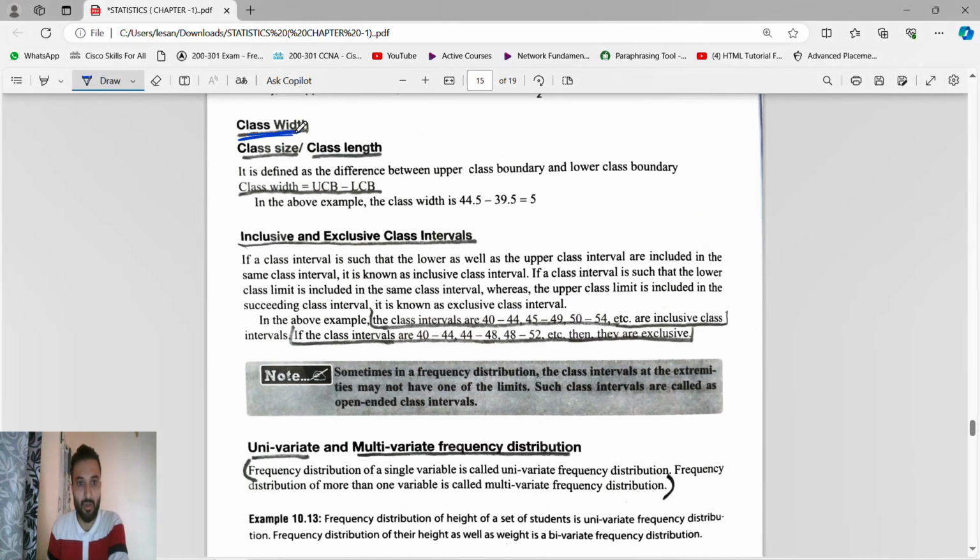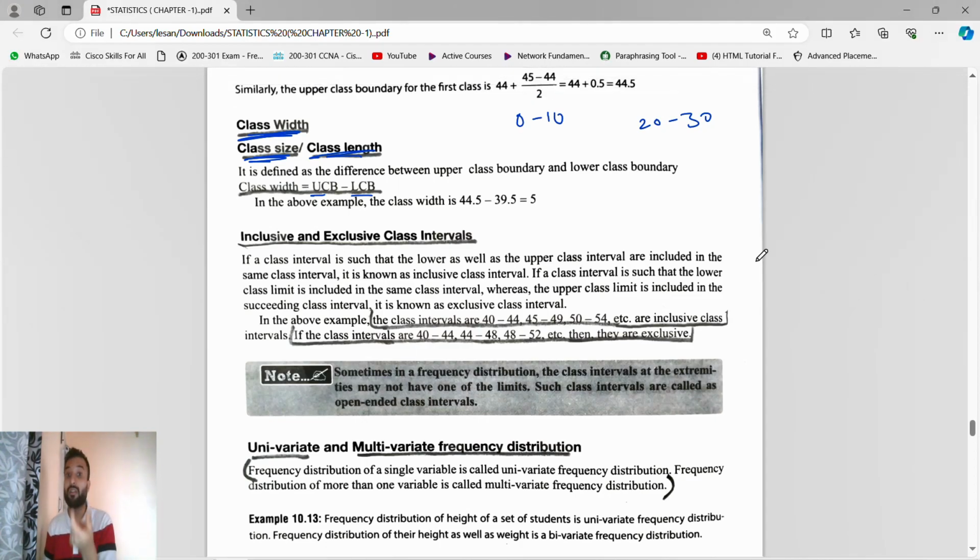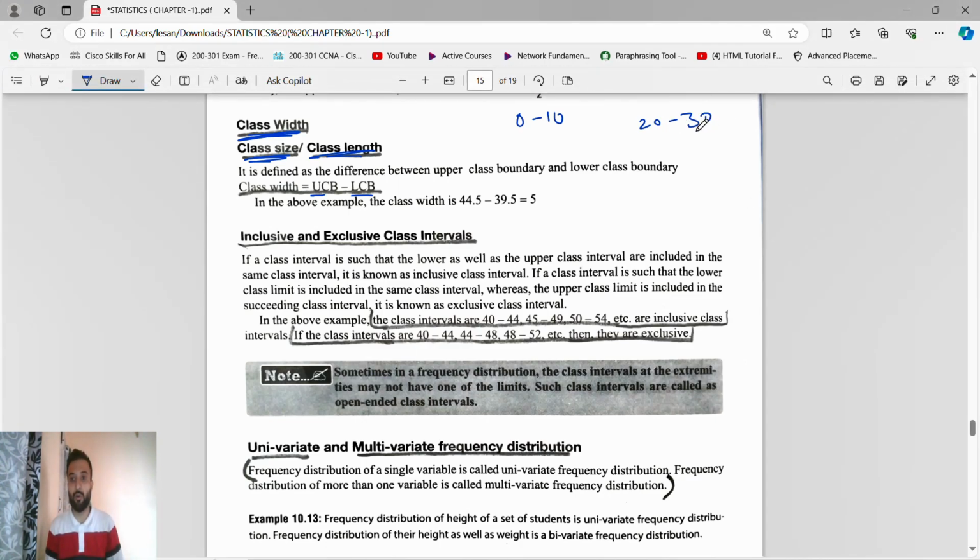Class width, or we call it class size or class length. What is this? Upper class limit minus lower class limit. Like 0 to 10, what is this? 10. 20 to 30, this is the class width, or you can say class size, or class length. 20 to 30, how much? 10. 40 to 60, how much? 20. If you don't know, upper class limit minus lower class limit. So 60 minus 40, 20, right?